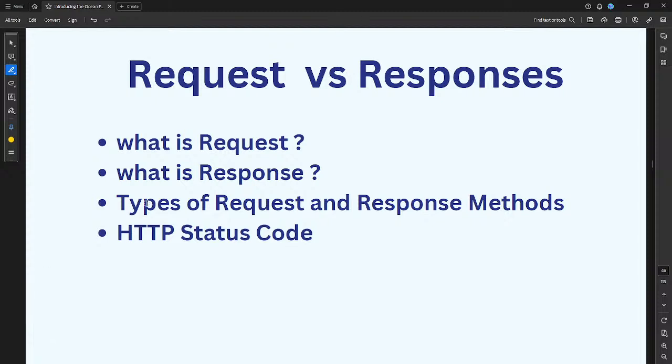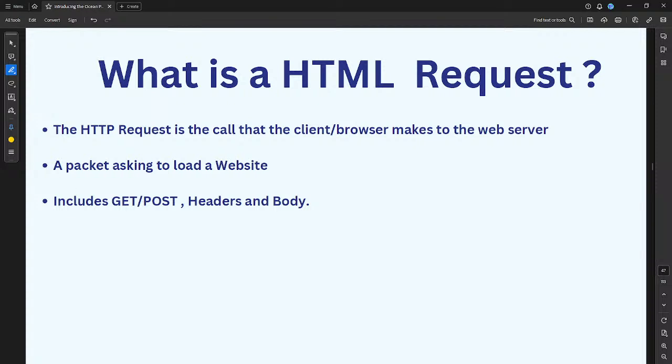So what is a request versus a response? And what types of requests and what types of response methods do we have? Let's look at this, including the HTTP status code. When we talk about an HTTP request, I spoke about this earlier. I said, of course, we know HTML is hypertext markup language. Now, how is this associated with the browsers?